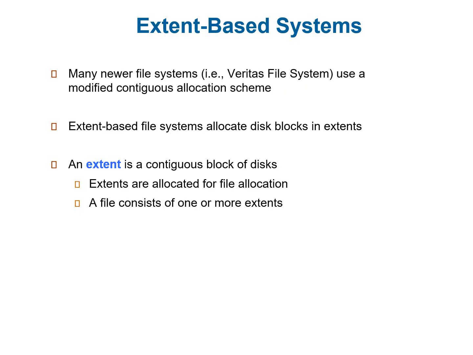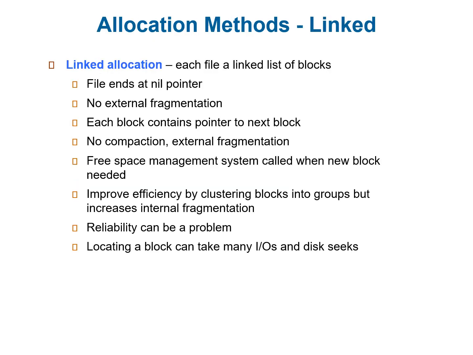Okay, so my extent based system. So it's a mini linear file system, a modified contiguous memory scheme. So what we are calling it as extent based system. Extents are allocated for file allocation. A file consists of one or more extents.